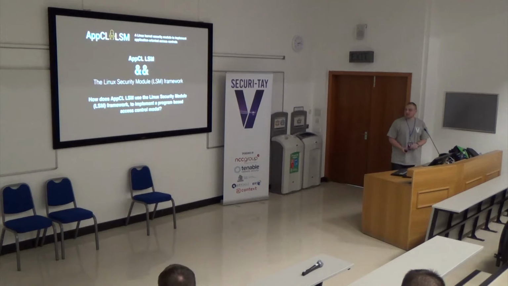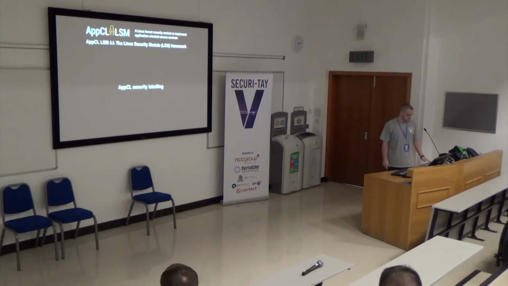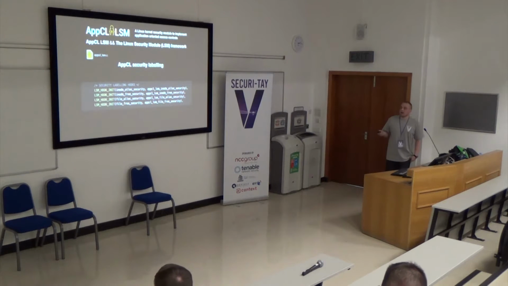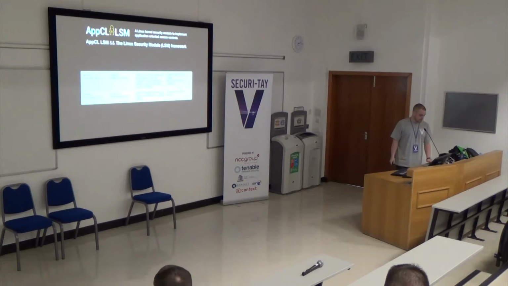So, last section in this talk then. Starting off in AppCL, we're going to look at the security labeling to start with. Now, the security labeling hooks that are relevant for this, we spoke about quickly earlier. We've got the inode alloc security and the inode free security. Like we said, there's also file alloc and file free. I'm not going to look at those today though.